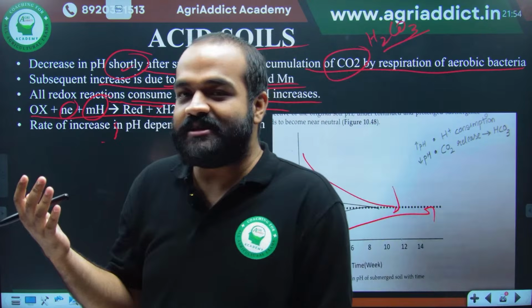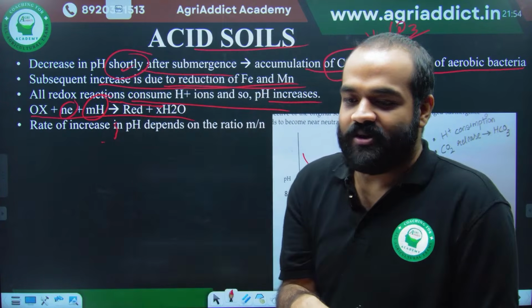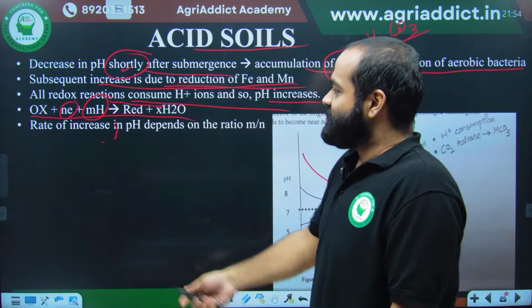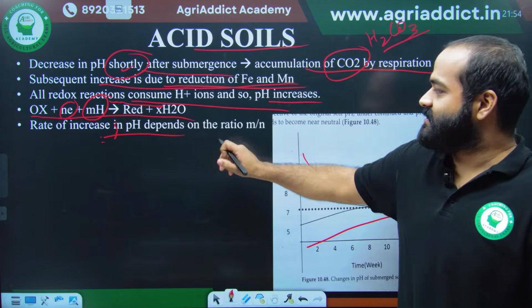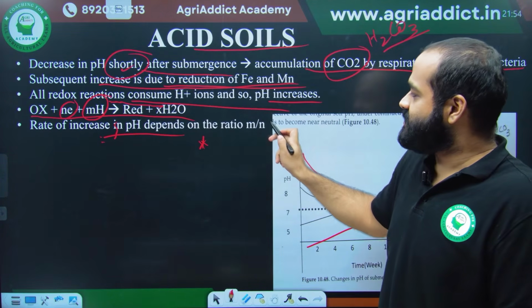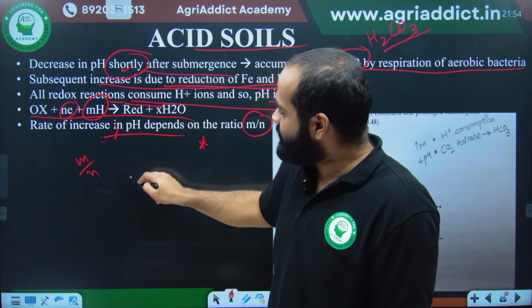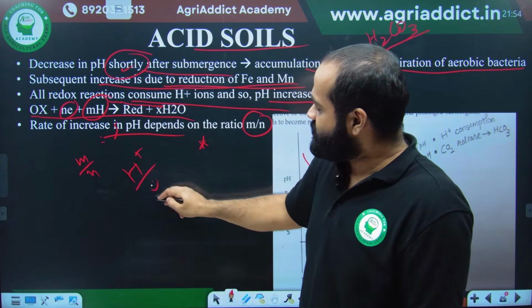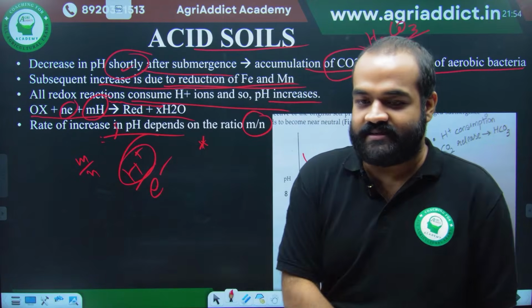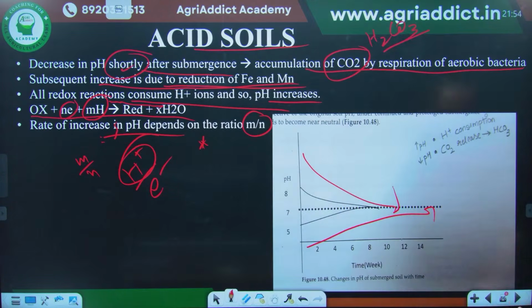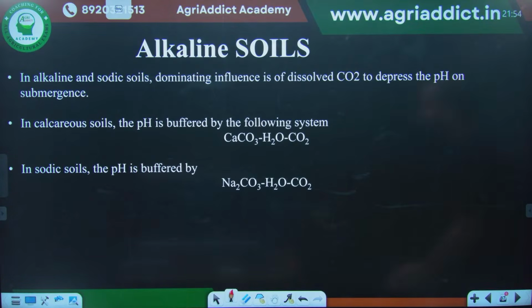If you are consuming H plus, pH is increasing because H plus activity is decreasing. So this rate of increase in pH, this line is very important. This rate of increase in pH depends on the ratio M by N, that is H plus by electron, and not alone on H plus. All right. This is the case for acid soil. Now what happens for alkaline soil?